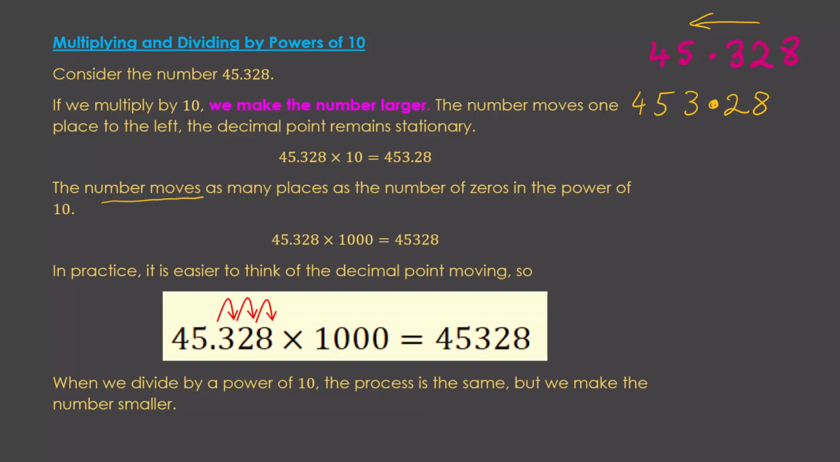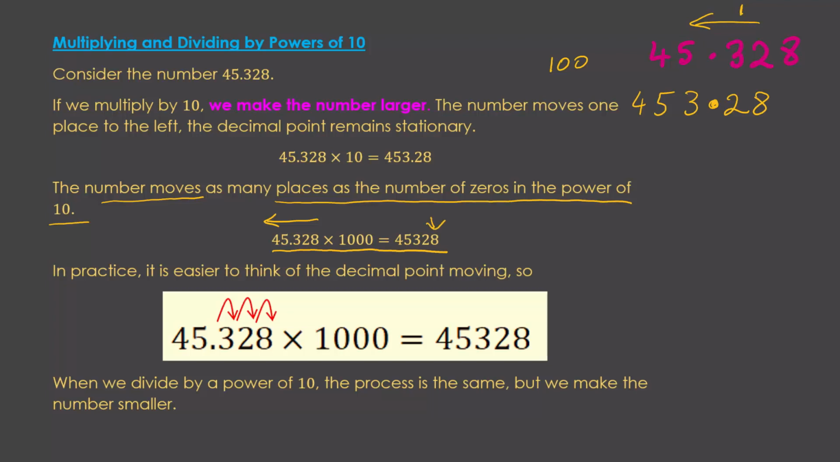The number moves as many places as the number of zeros in the power of 10. So here everything moved one place, but if we'd multiplied by 100, because there's 2 zeros, it would have moved 2 places. Now I've got an example here where we've multiplied by 1,000 and the number moved 3 places to the left, and so the 8 is now in the units column.